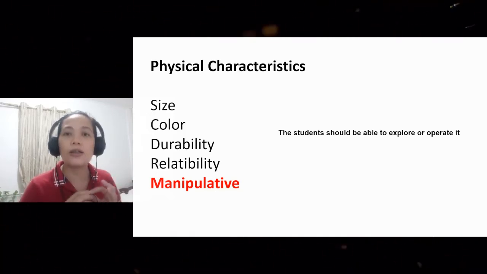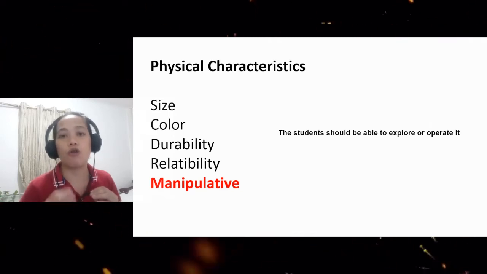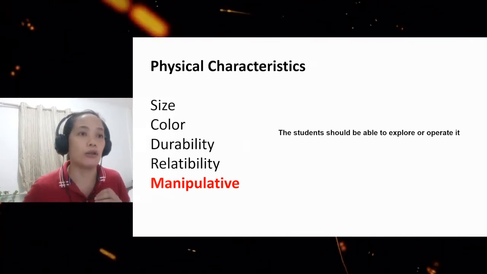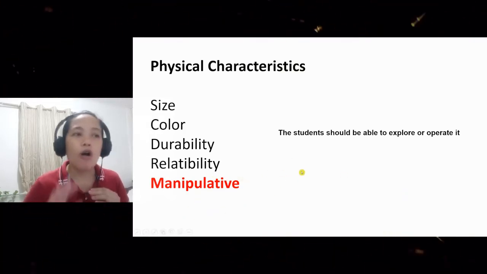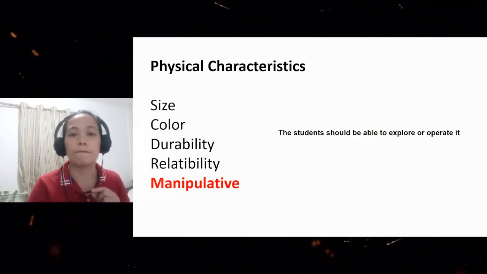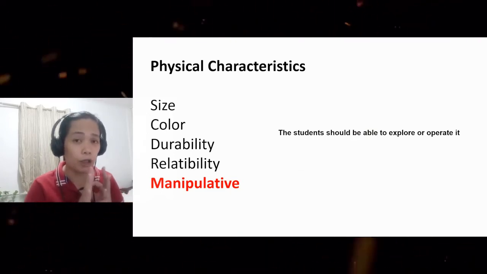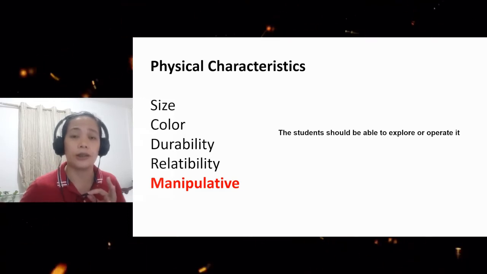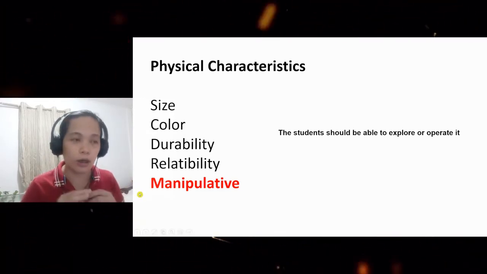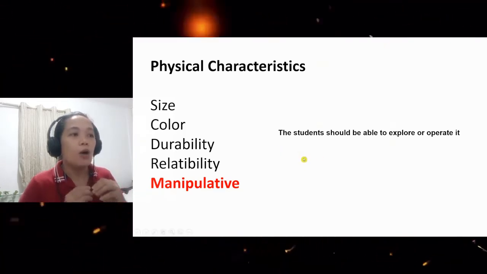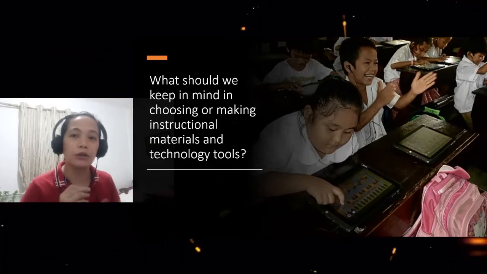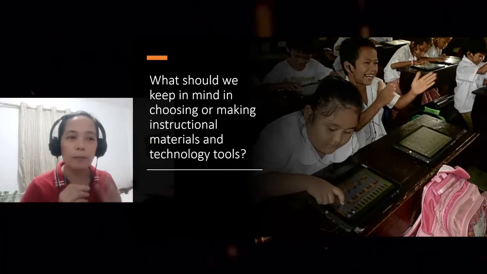So these are the physical characteristics of instructional material and technology tool. However, all of these physical characteristics are the obvious characteristics of a good, appropriate instructional materials and technology tool. But let me give you some more. So, what should we keep in mind in choosing or making instructional materials and technology tools? What should we keep in mind?